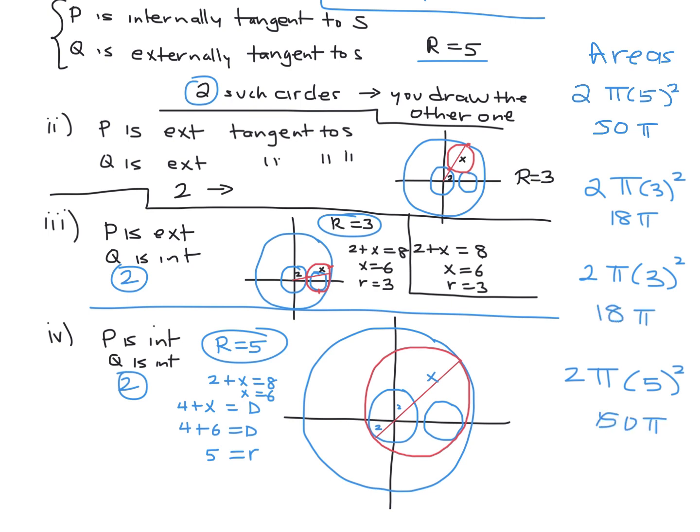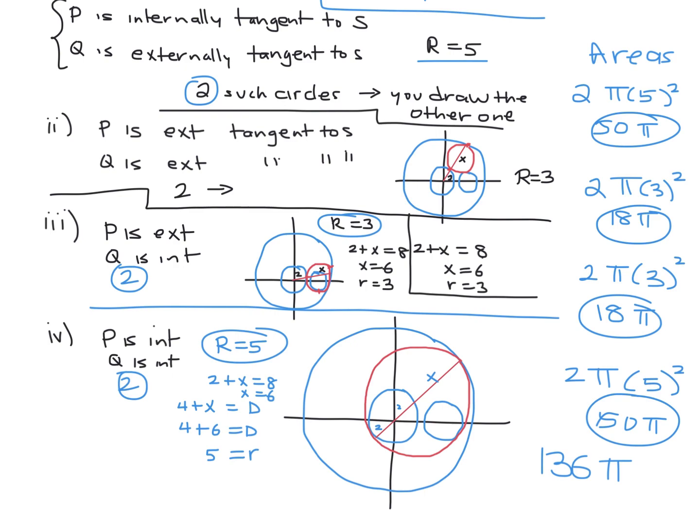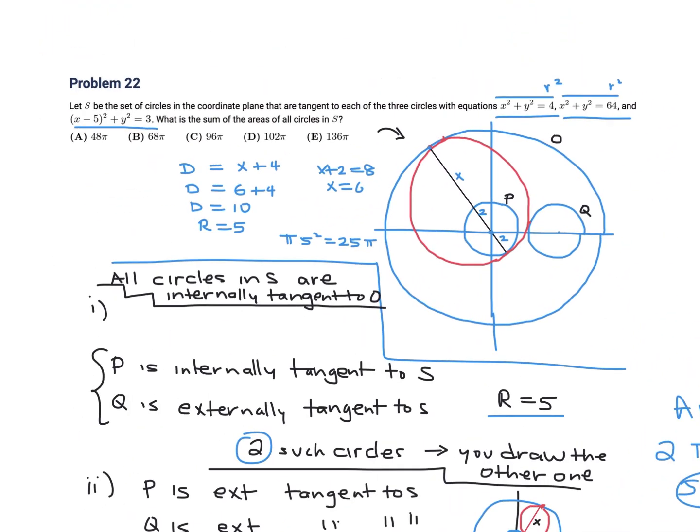So I think that's 136. Yeah, if you add them all up, they want the total. It's 136 pi. So that is the answer, and that would mean E.